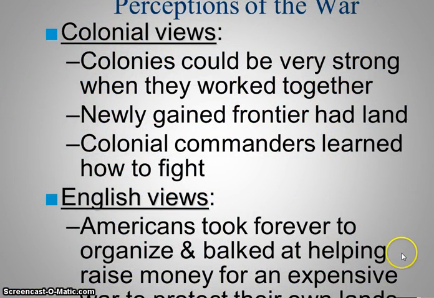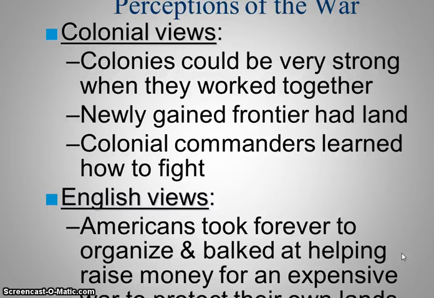So there were two different perceptions of this war. The first being the perceptions of the colonists. They could be very strong when they worked together. They had a newly gained frontier land that meant it was sort of an infinite amount of land. People could continue to push into it. And colonial commanders had actually learned how to fight.